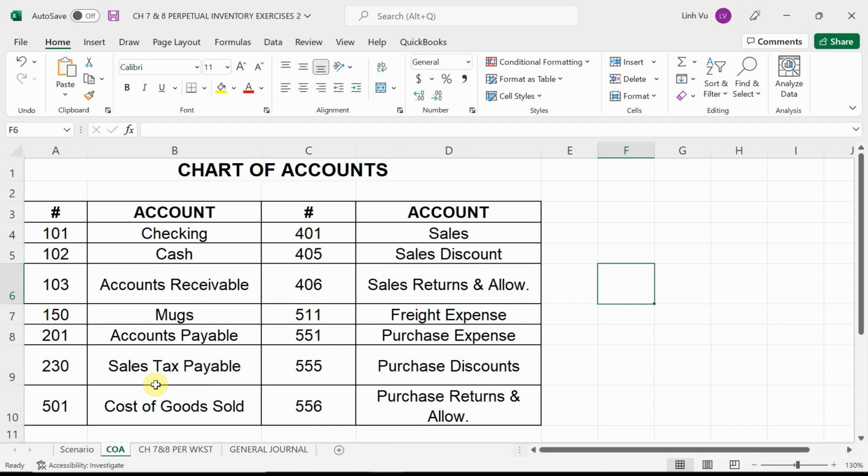We sold it for $10, for cash. So in this case, what accounts am I going to be using for this transaction? Cash, mugs, and sales tax payable. Close. Cost of goods sold comes later, doesn't it? Sales first, instead of mugs, and then mugs. Good. You have to sell something before you get rid of stuff, right?